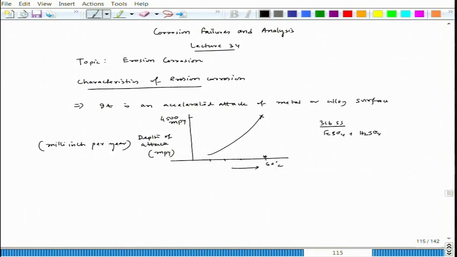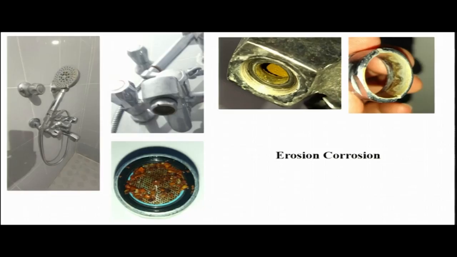Now, in that aspect, let me just show you one example of erosion corrosion that happens in a chrome pipe fitting. So let me just share that particular set of images which I have taken. Now, if we check this, this is the chrome fitting, and our concern portion is this portion, where the water comes out. Now, there is a small faucet which is fitted to that pipe fitting, and that allows the water to have a very nice smooth flow, and the impingement effect is reduced to a great extent.